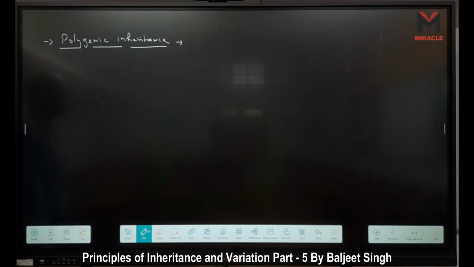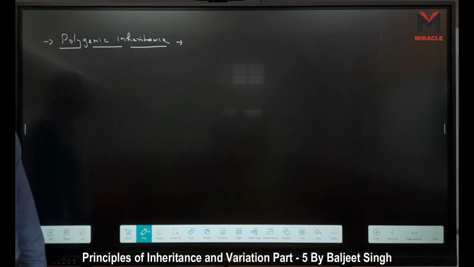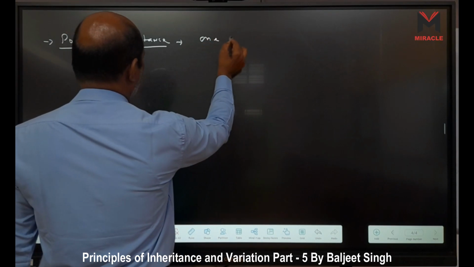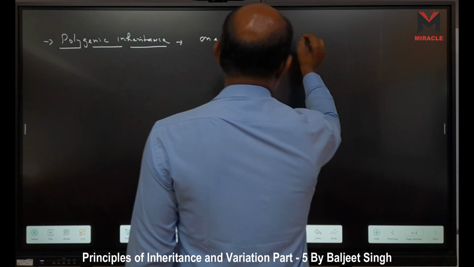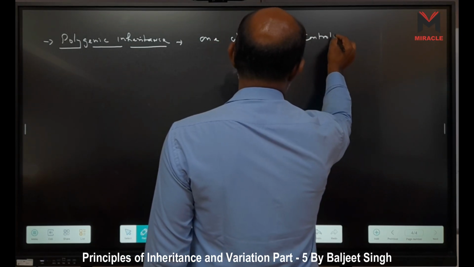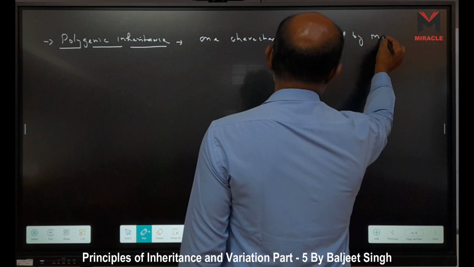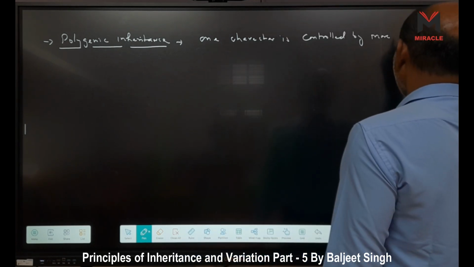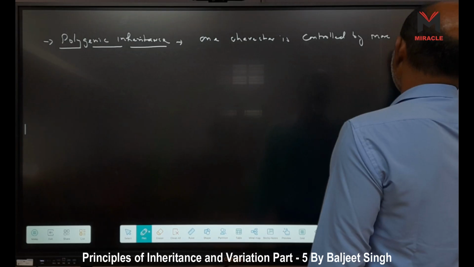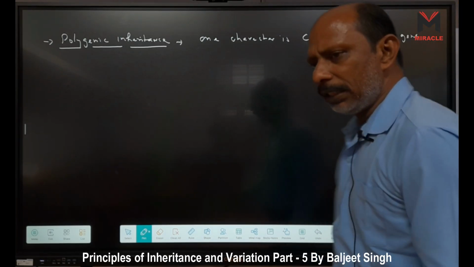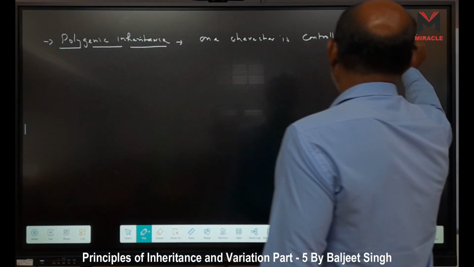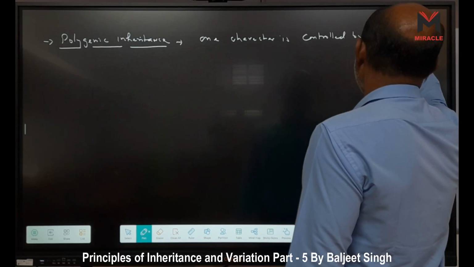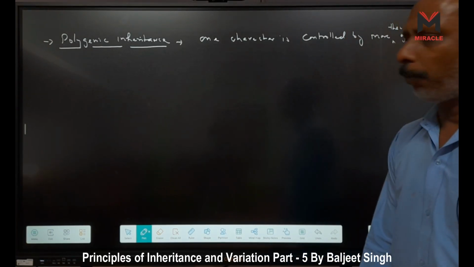It is also present in our syllabus. So I write here polygenic inheritance. It means one character is controlled by more than two genes. We can say more genes, meaning 3 genes, 4 genes, 5 genes, right? More than one gene. Simply you understand, more than one gene, then it is called polygenic inheritance.